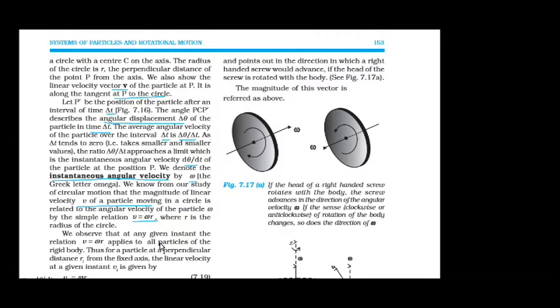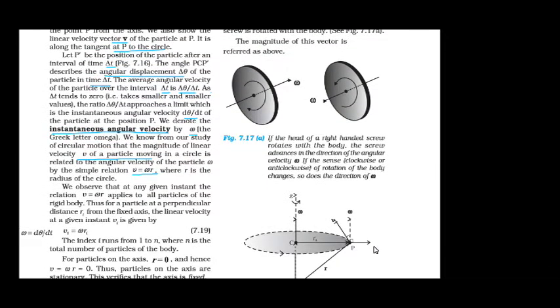We observe that at any given instant, the relation v is equal to omega r applies to all the particles of the rigid body. Thus, for the particle at a perpendicular distance r1 from a fixed axis, the linear velocity is given by v i is equal to omega r i.